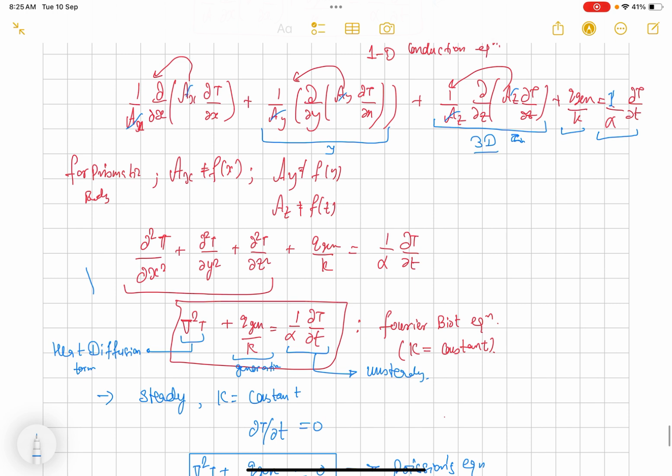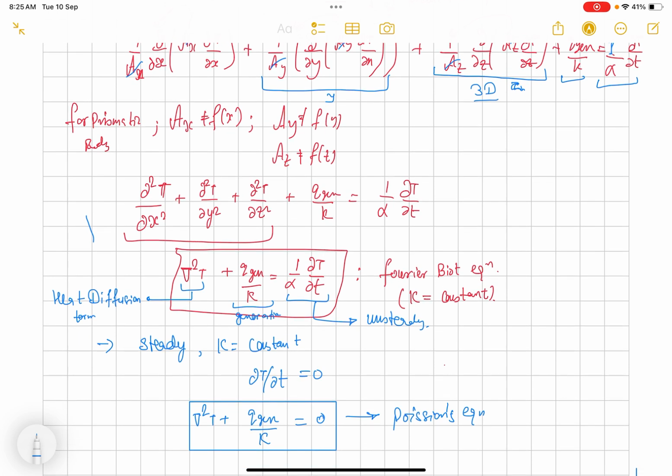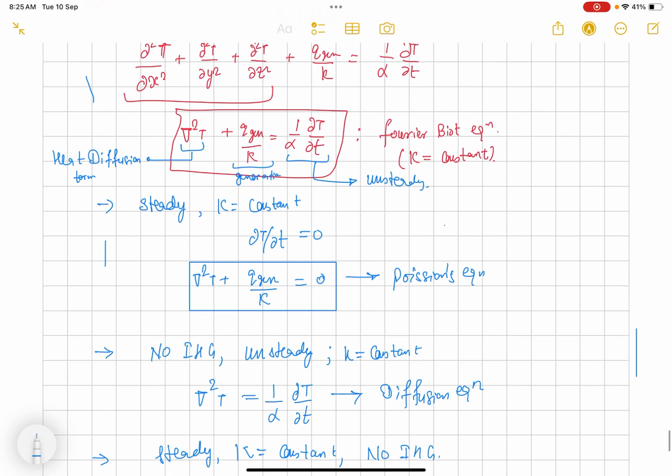So we will get del square T by del x square, del square T by del y square, del square T by del z square. This is nothing but the Laplacian, and q gen by k is equal to 1 by alpha del T by del t. The first term again represents the heat diffusion term, then the generation term, and the unsteady term. So this particular equation is in 3 dimensions with k constant and area also constant with respect to direction. This equation is known as the Fourier-Biot equation in general.